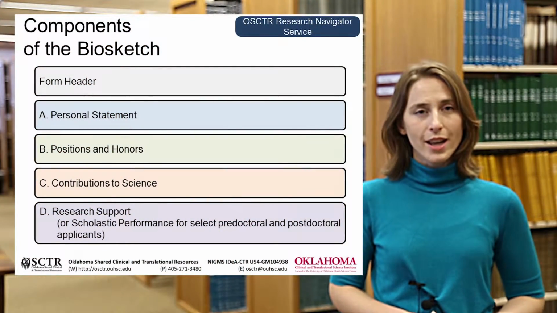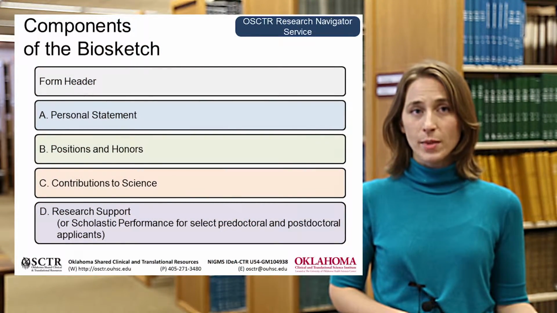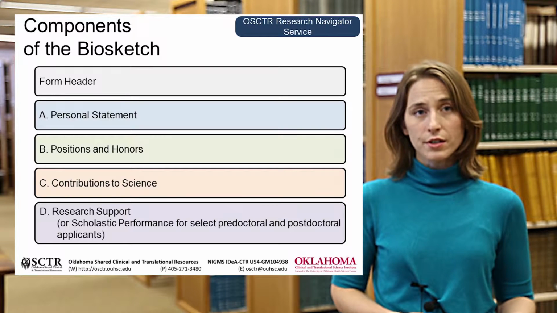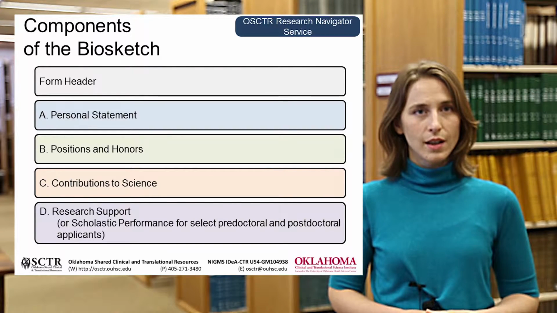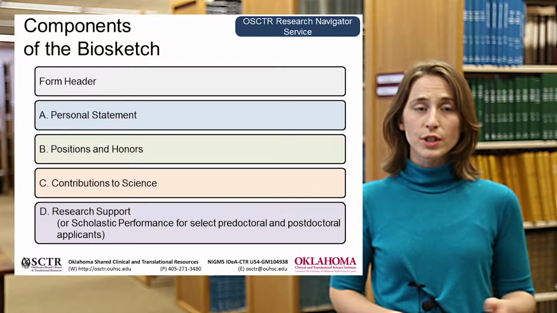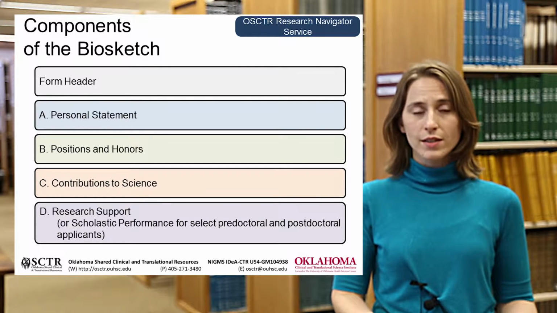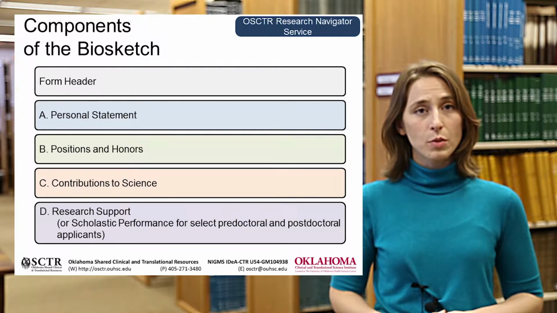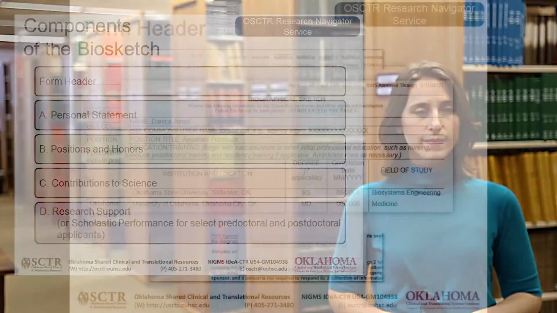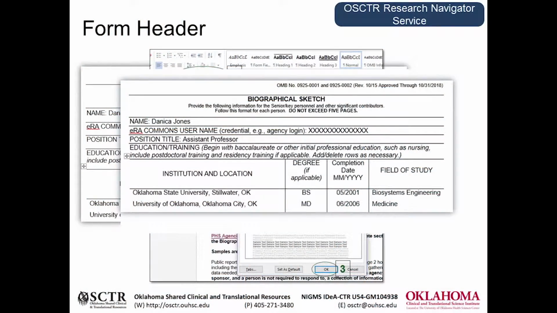We'll begin by talking about how to compile and present the information in the header, positions and honors, and research support sections. Then we'll go over strategies for discerning and communicating your strengths in the personal statement and the contributions to science. The top of the biosketch lists your name, title, and training.